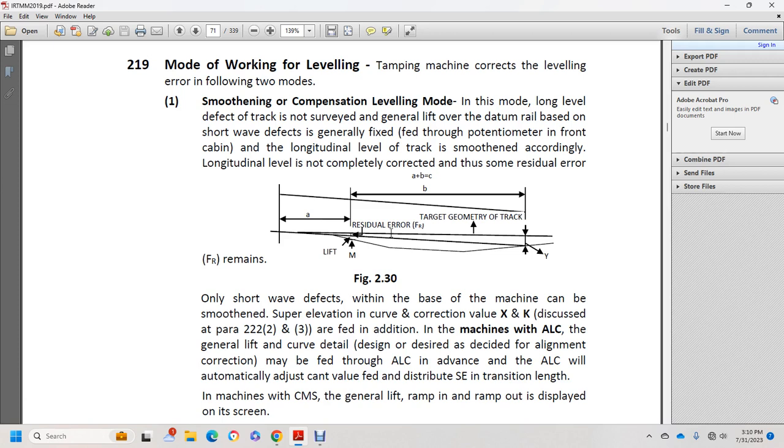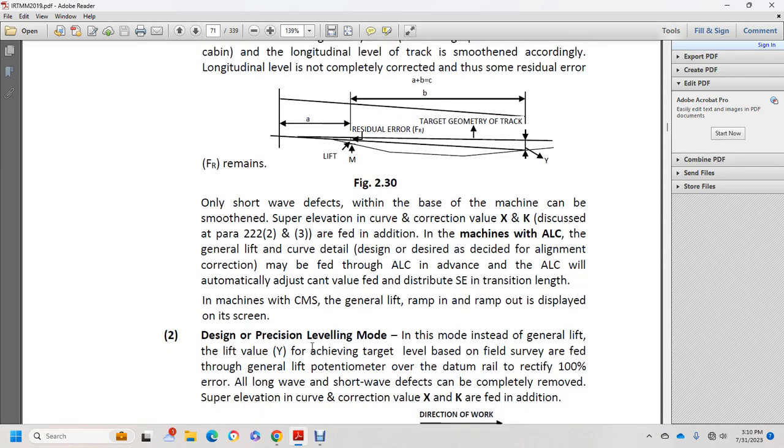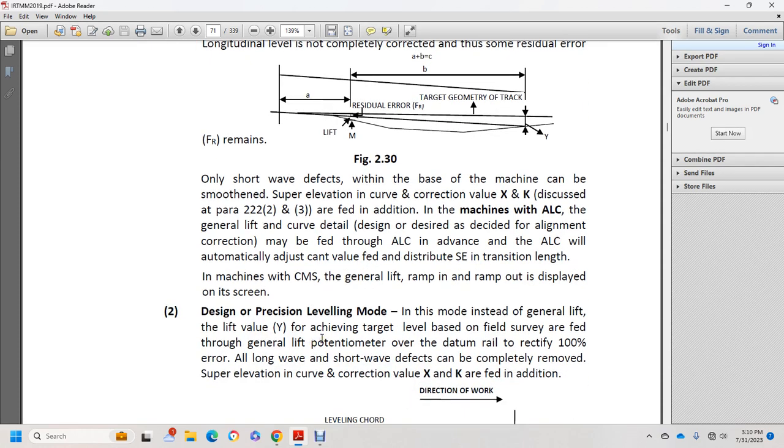Maybe fed the automatic computer system in advance, and the automatic computer system will automatically adjust the cant value within the distributed SE transition length, with the measure of the CMS general lift, the ramp in and ramp out displayed on the screen.